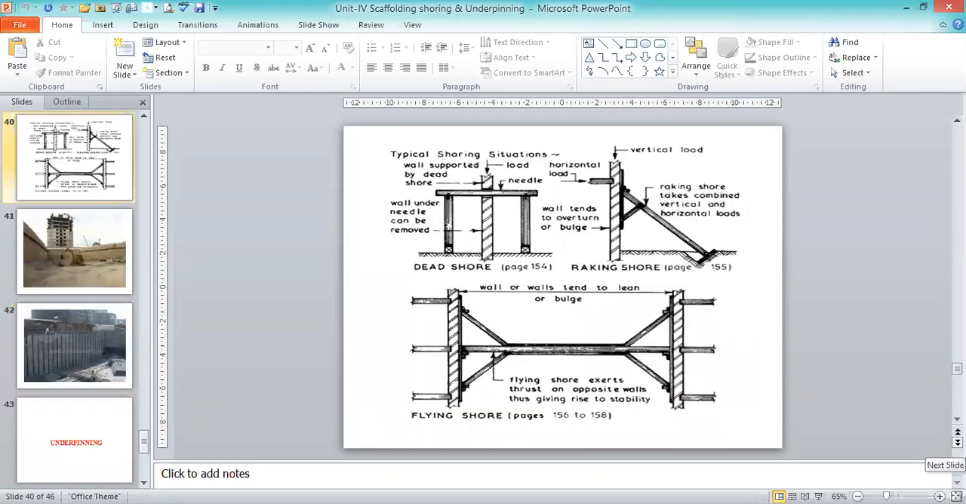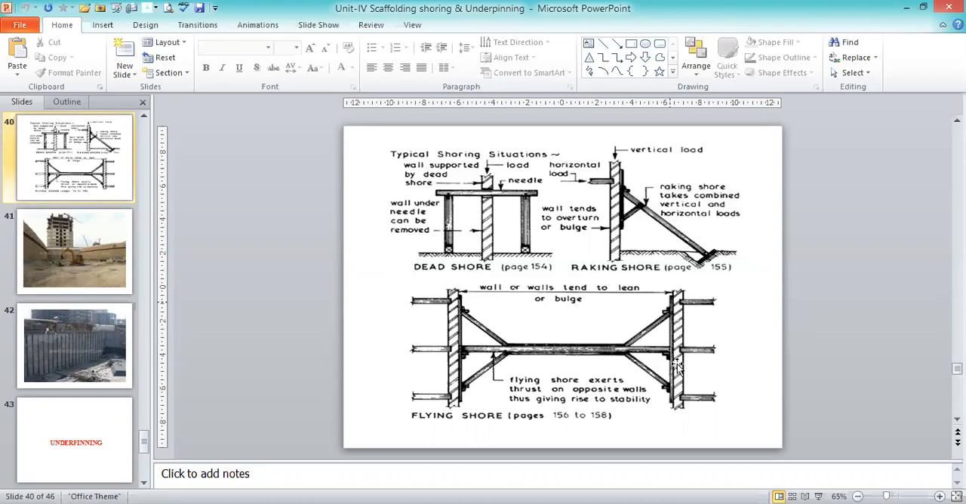So these are some of the diagrams we can see. This is the dead shore, this is the dead shore, this is the dead shore. This is the new thing we are going to construct. This we already discussed: the racking shore. These are the rackers, and this horizontal member is called braces. And this is called the flying shore.